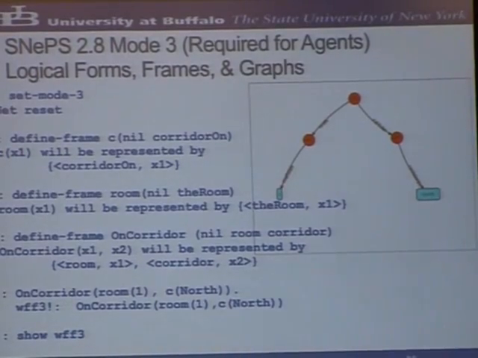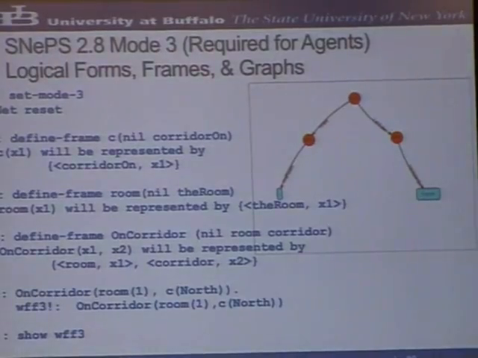And finally, mode three, which unfortunately or fortunately is required for building agents. So that's the mode that we use for agents. It gives the user or agent architect full freedom on deciding what the frame is to use for different function symbols. So I set the mode to three, and this defines a frame.